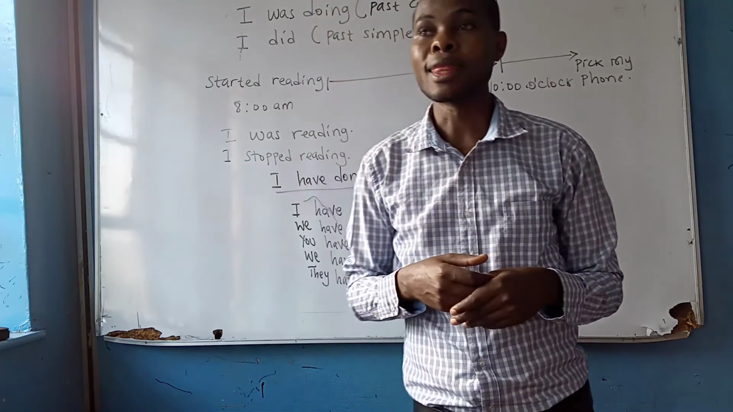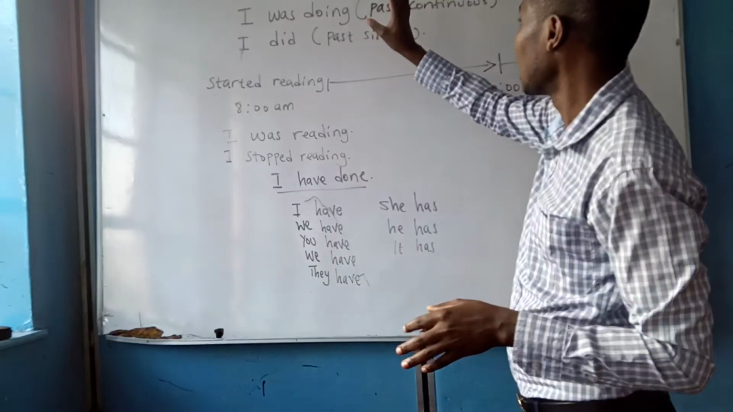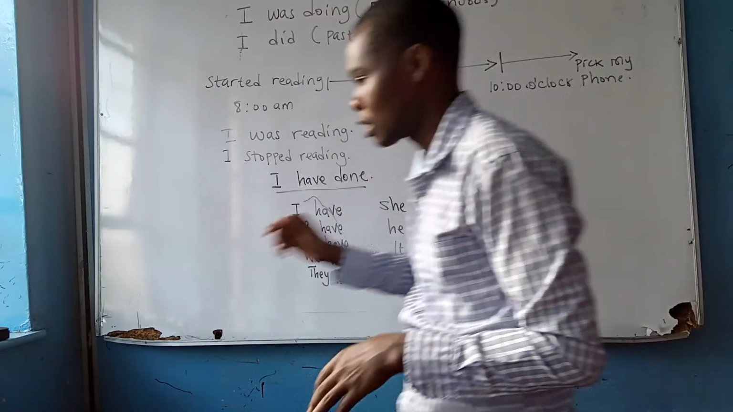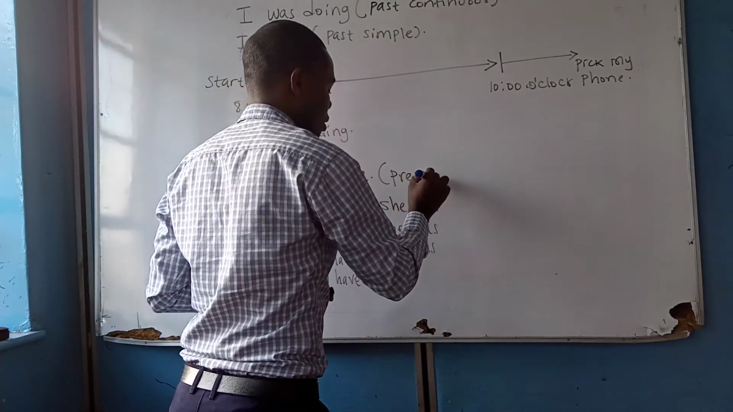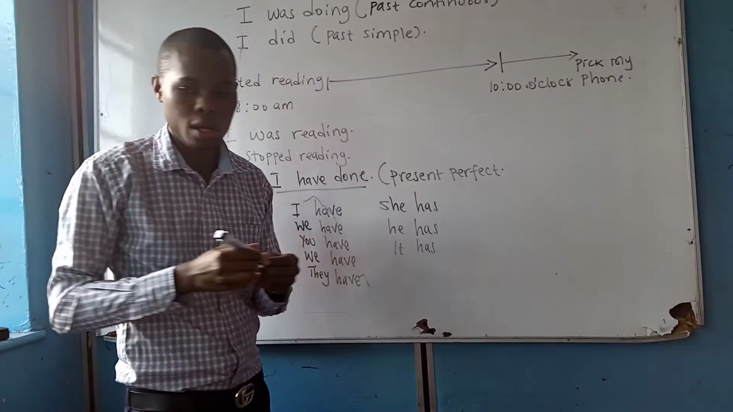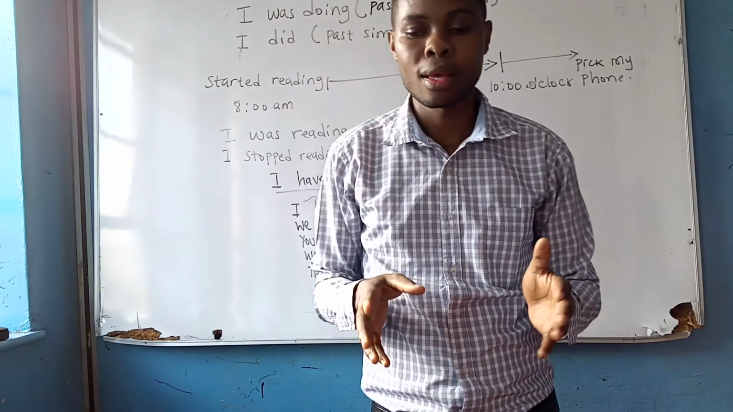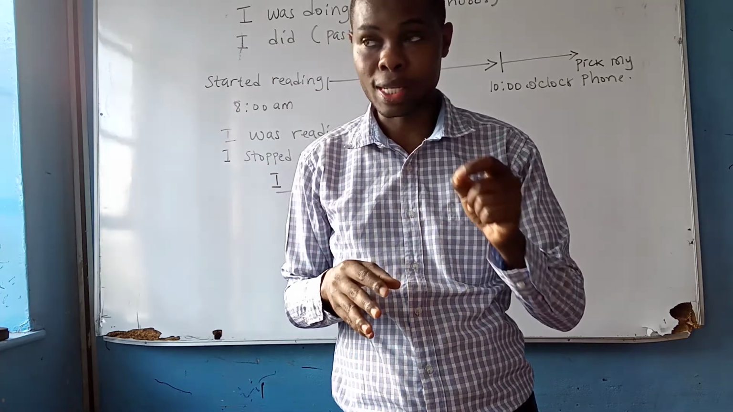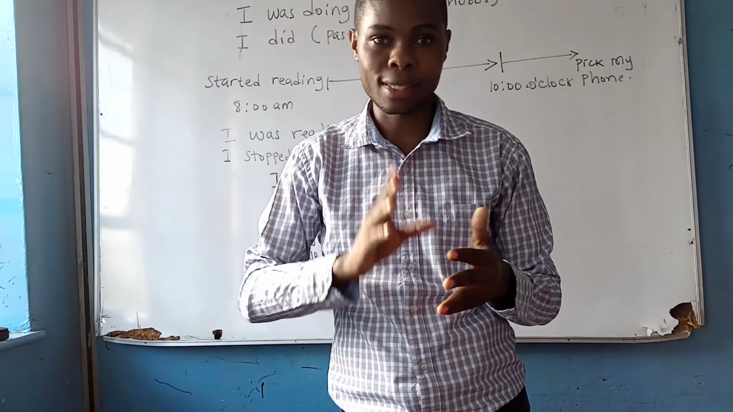So in that regard, I would like you to understand how we use the past continuous, the past simple, and the present perfect. So this is called the present perfect. Thank you very much, and I hope you're going to understand. Watch this video several times, and I'm pretty sure that you're going to understand how we use the past continuous, the past simple, and the present perfect tense. Goodbye.